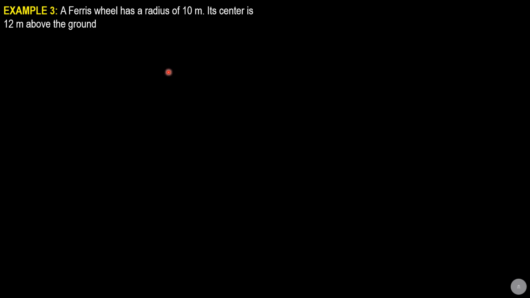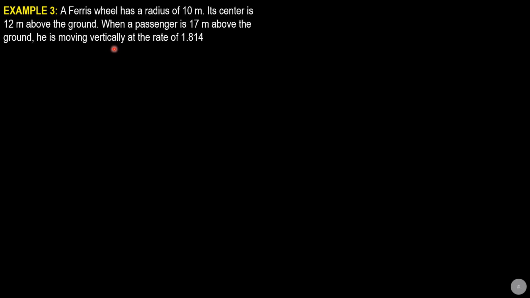So we have example 3. A Ferris wheel has a radius of 10 meters. Its center is 12 meters above the ground. When a passenger is 17 meters above the ground, he is moving vertically at the rate of 1.814 meters per second. So what is the angular speed of the wheel in revolutions per minute? So that's the question. The angular speed of the wheel in revolutions per minute.